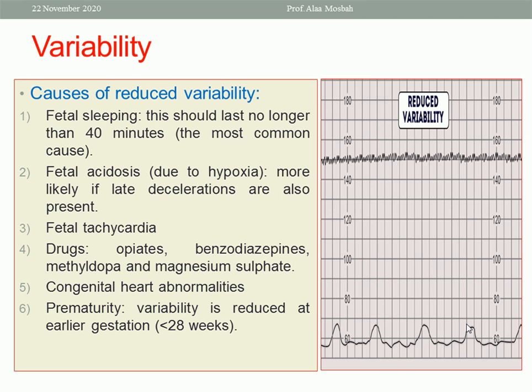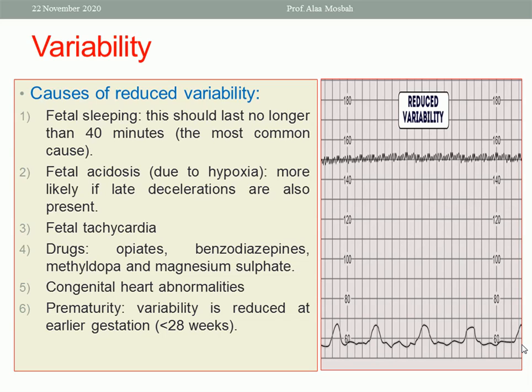Okay, what are the causes of reduced variability? Maybe physiological because of fetal sleeping. This should last no longer than 40 minutes, and this is considered the most common cause. Or the cause may be pathological, like fetal acidosis due to hypoxia, and usually you will find deceleration associated with it.